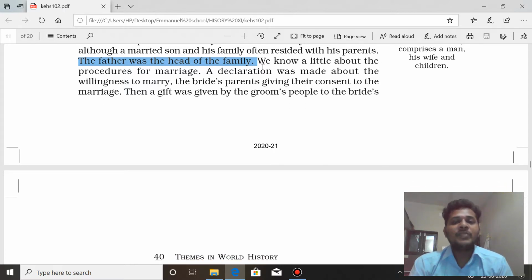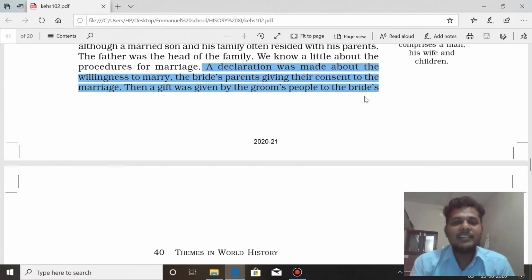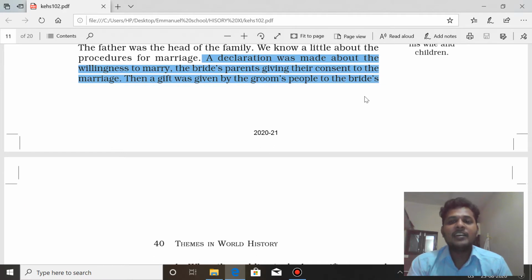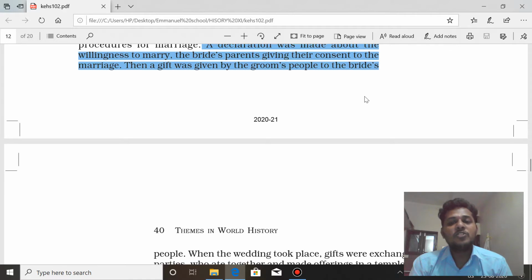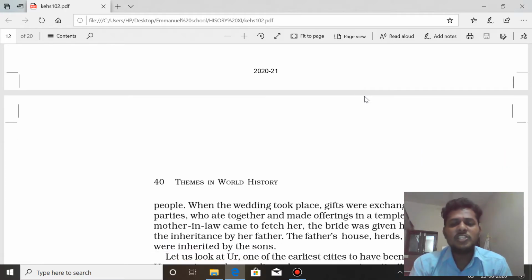Then, how marriages took place. A declaration was made about the willingness to marry, the bride's parents giving their consent to the marriage. So the parents of the bride give the consent. Then a gift was given by the groom's people to the bride's people. So after this, a gift is given. Then when the wedding took place, gifts were exchanged by both parties.